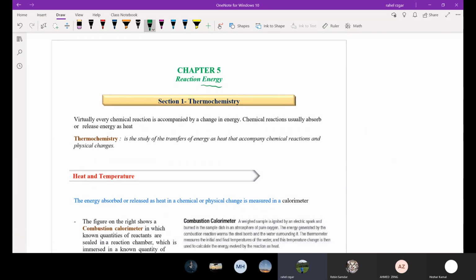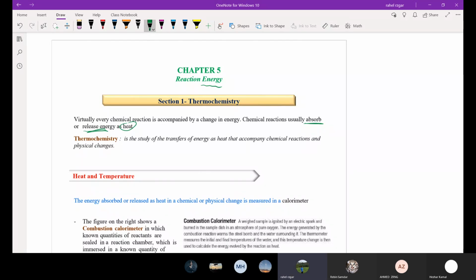All right, now let's talk about energy. Virtually every chemical reaction is accompanied by a change in energy. So every reaction has a change in energy. Energy can be absorbed or released as heat. For example, some reactions release energy, but some other reactions absorb energy.